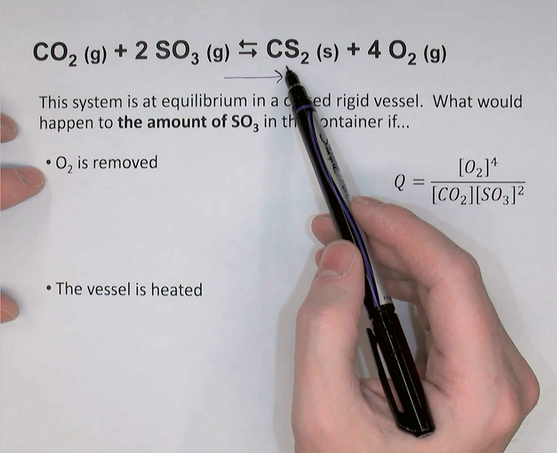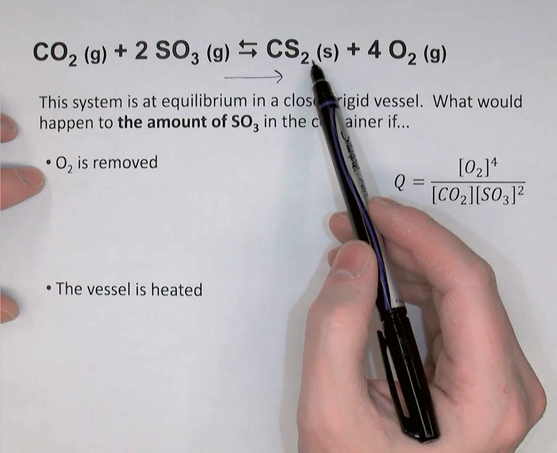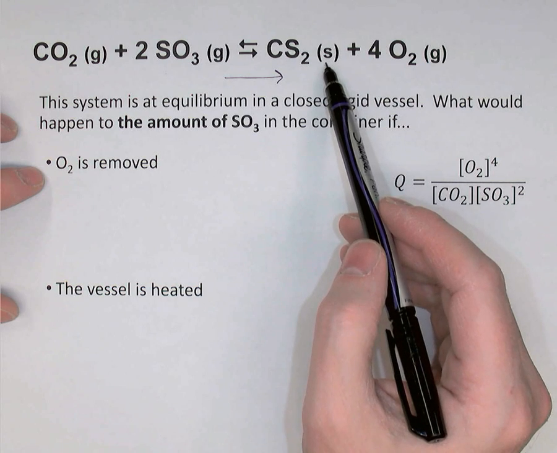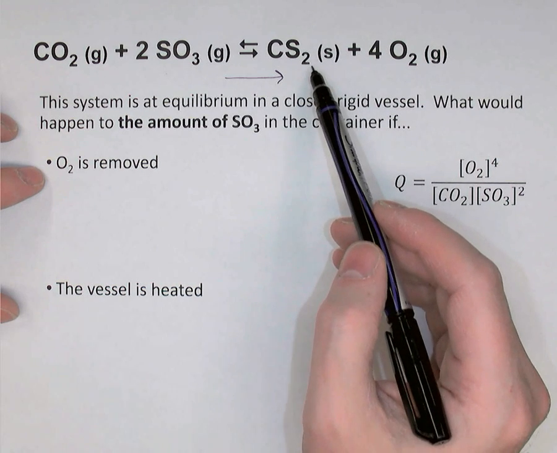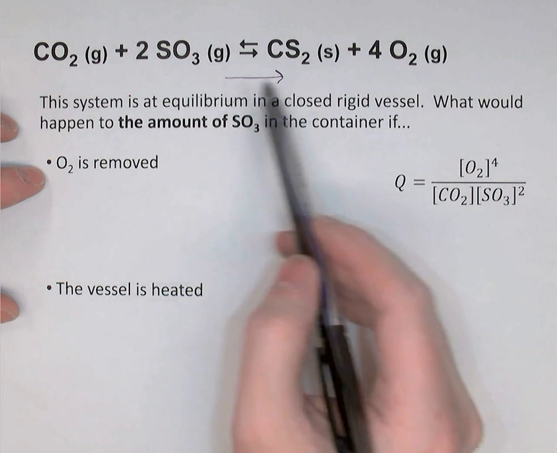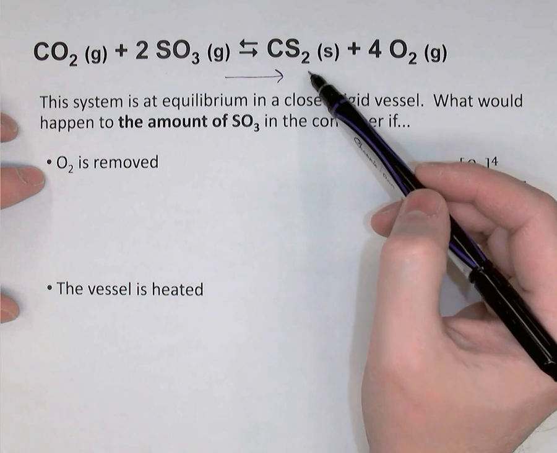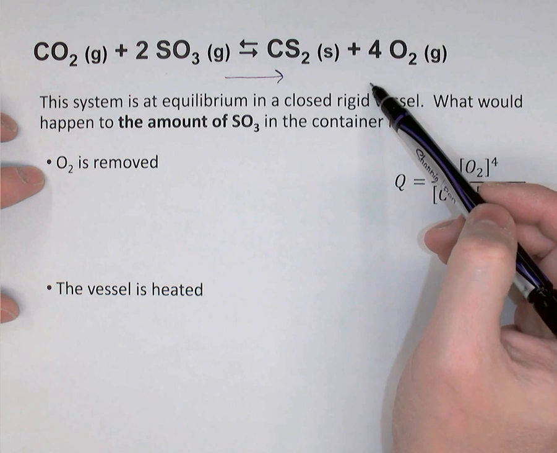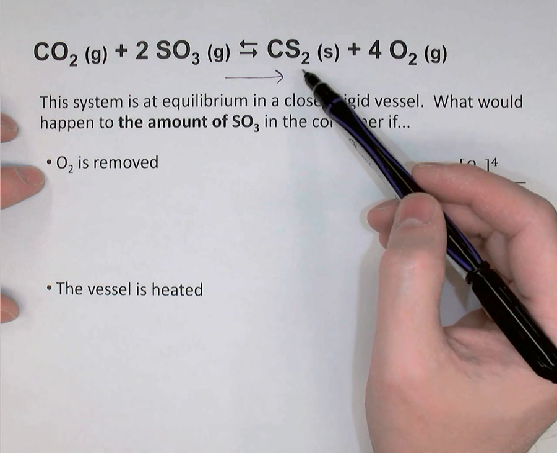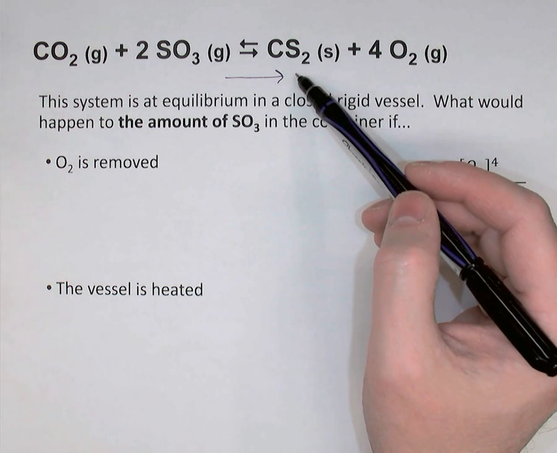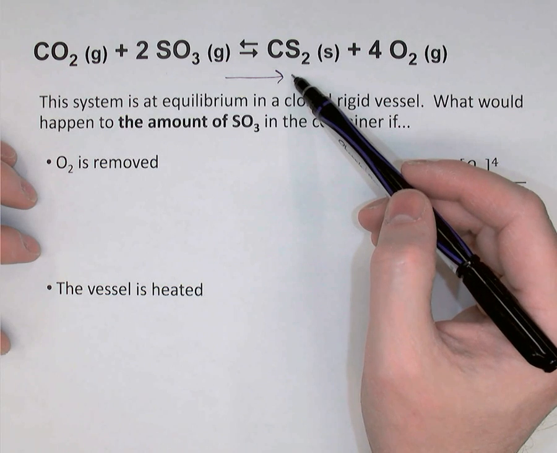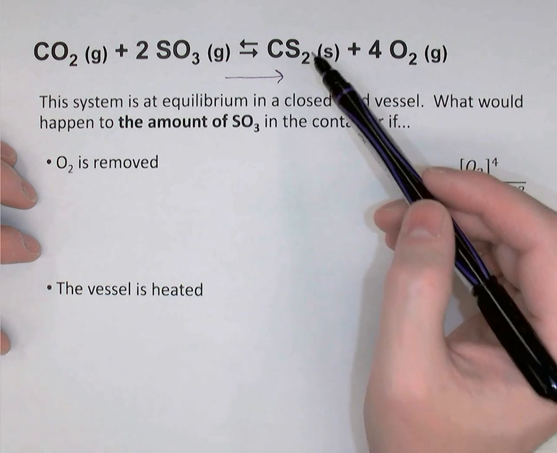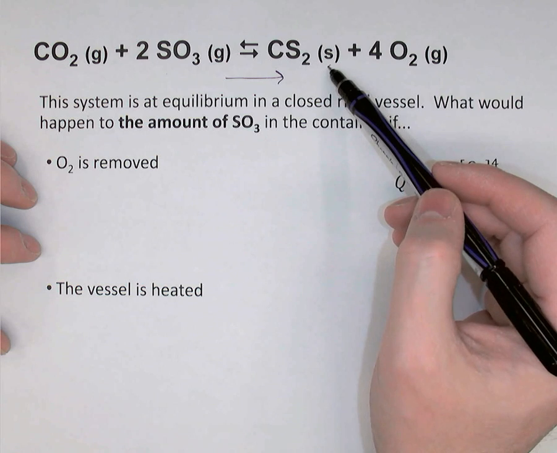What about CS2? Well, its concentration doesn't change because it's a solid, but you will get more CS2 in the container. If there's a forward shift, the amount of CS2 has to increase. You can't make more products in this reaction unless you make more CS2 as well. So the grams or the moles of CS2 will increase, but its concentration does not because it's a solid.